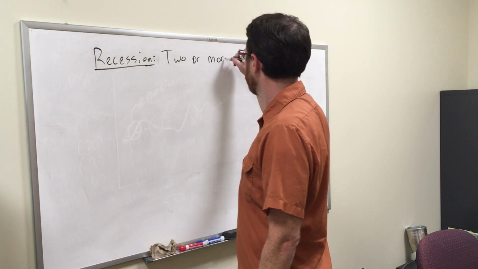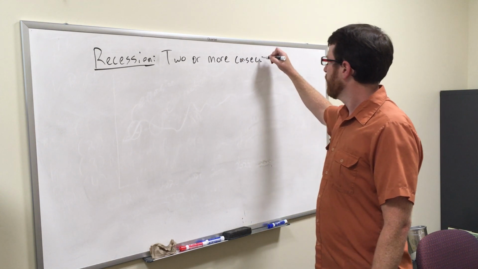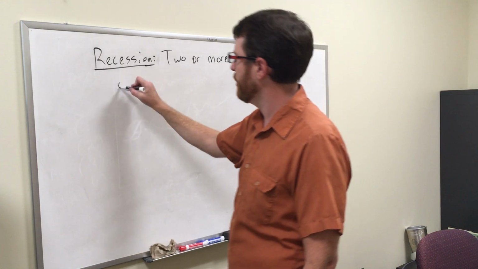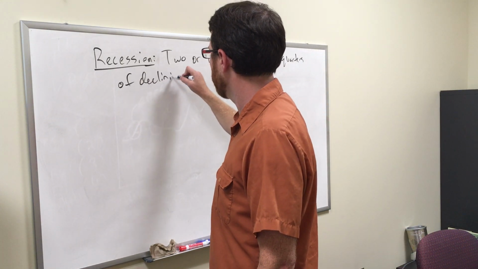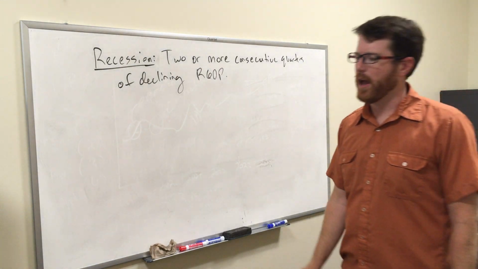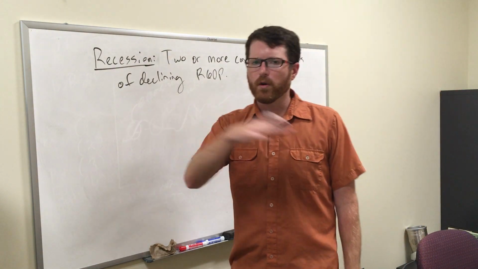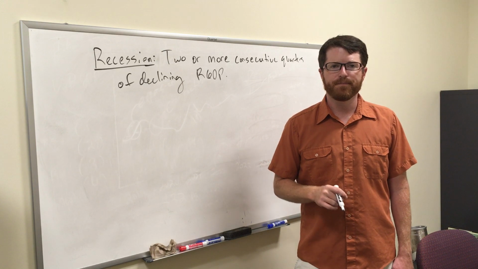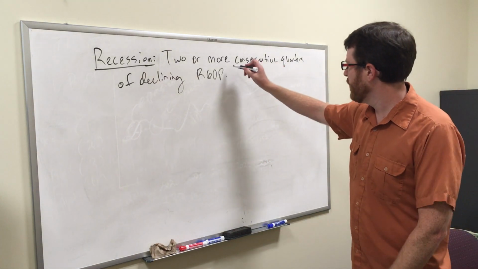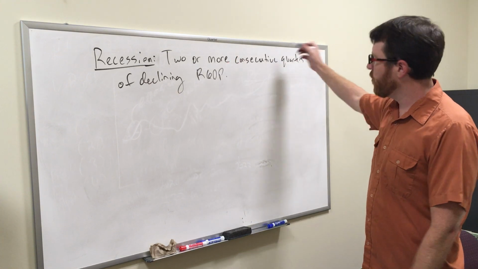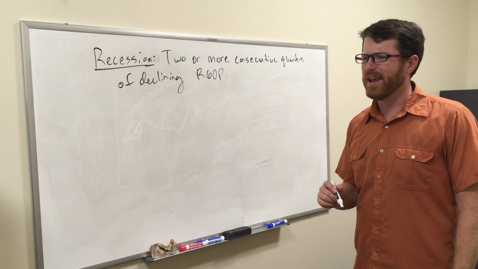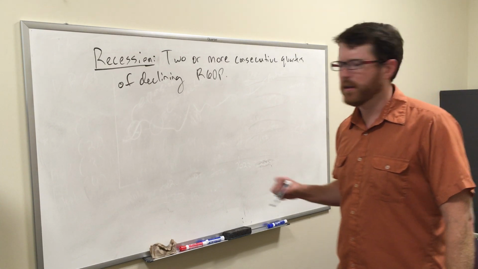2 or more consecutive quarters of declining real GDP. That's a recession. If we have real GDP drop 3 quarters in a row, that's a recession. Okay? Now, if you're looking at that, you might be wondering, 2 consecutive quarters or more. Well, a quarter is a quarter of a year. So 2 consecutive quarters, why not just say half a year? Well, here is the logic behind that.